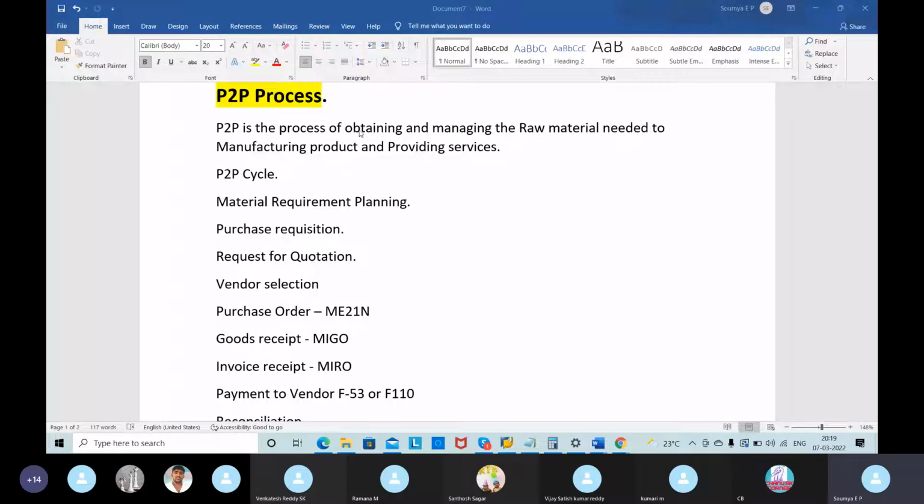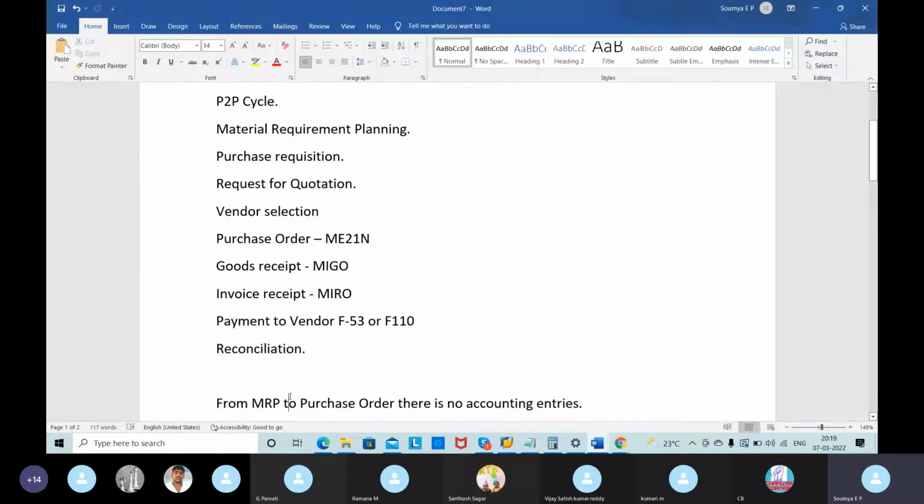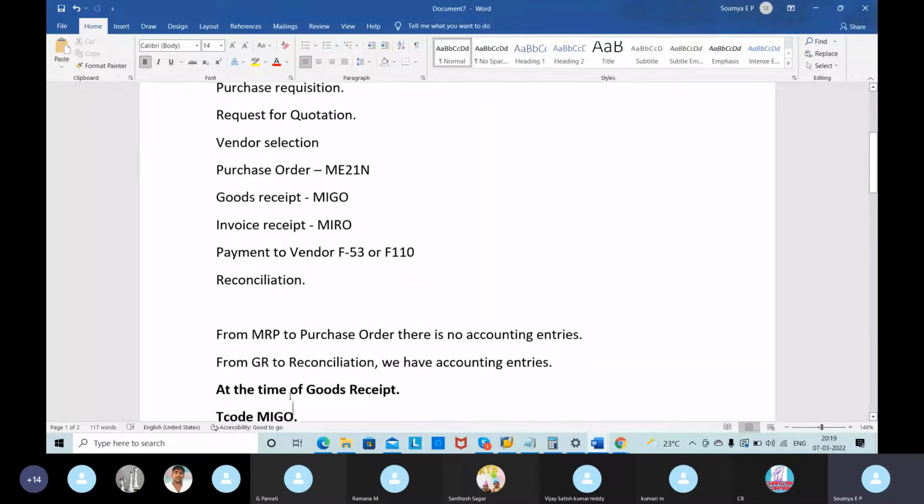Okay, P2P is the process of obtaining and managing the raw material needed to manufacture a product and provide services. The P2P cycle is material requirement planning, purchase requisition, request for quotation, vendor selection, purchase order. T code is ME21N, goods receipt MIGO, invoice receipt MIRO, payment to vendor F-53 or F110, and reconciliation.